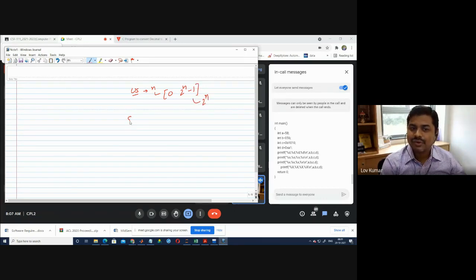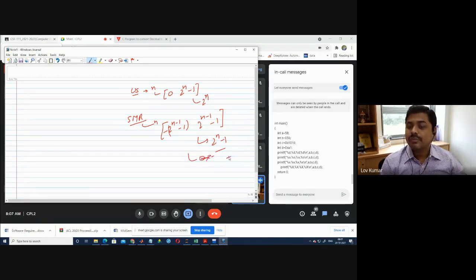Same like that, in the sign magnitude representation, for n bits you can write from -(2^(n-1) - 1) to 2^(n-1) - 1. Okay, how many total distinct numbers can we represent? 2^n - 1, because we are getting 2 different representations of 0. One is for the positive 0 and the second one is for the negative 0.